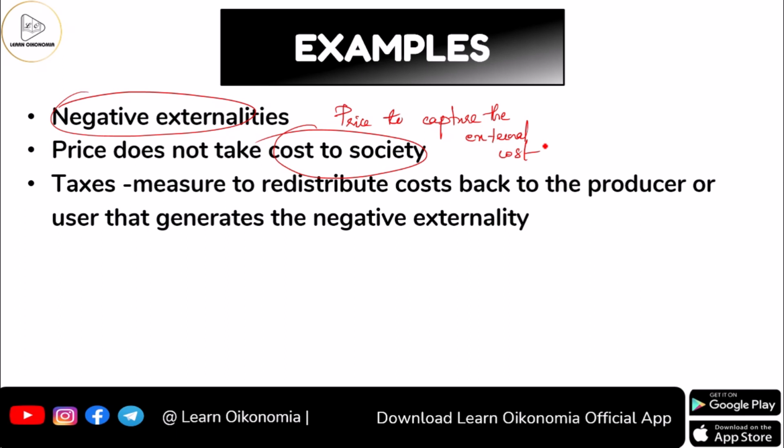Okay, and here you could see that you are redistributing the cost to the producer. So the producer who generates the negative externality will be bearing the cost. He has to take the cost as per the new tax.